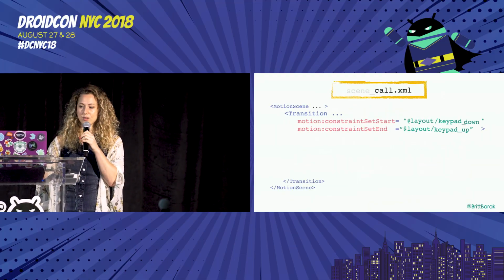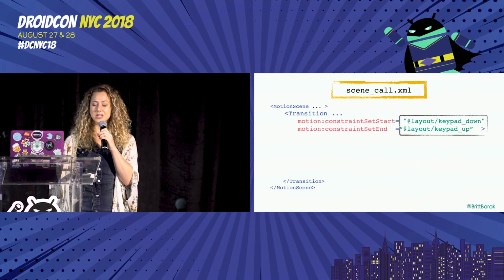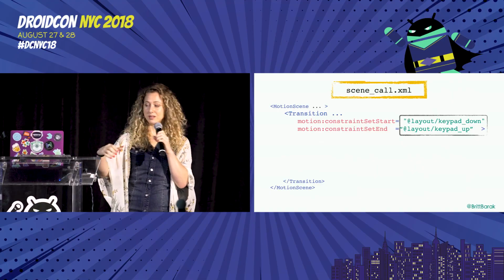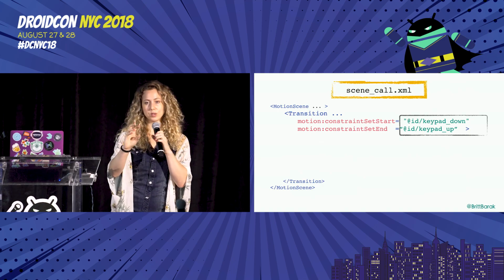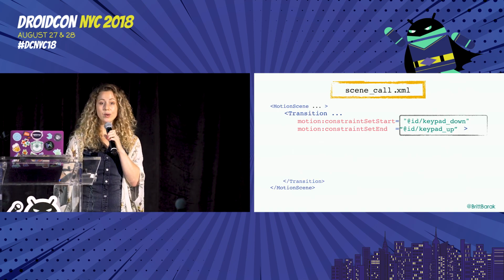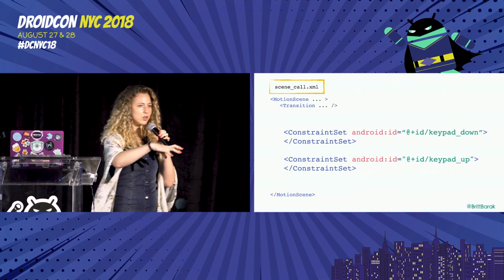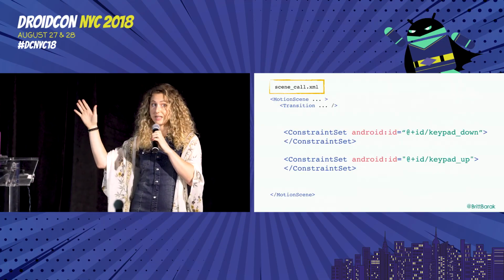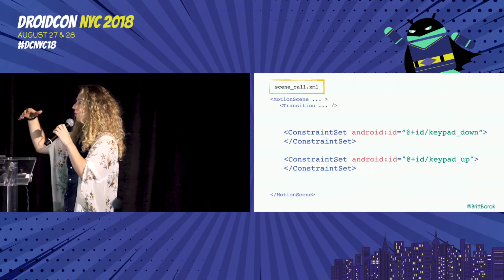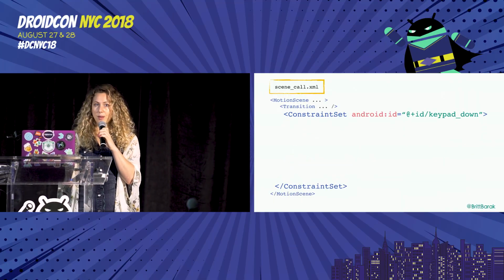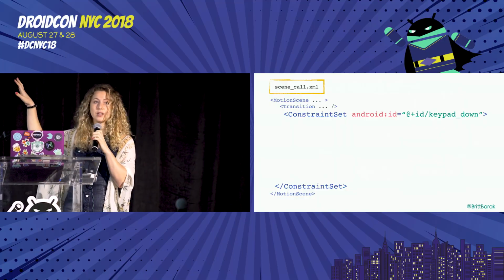It's not as hard as it sounds. On the motion scene file, what we're going to do is switch from the layout to an ID, because we're not talking to a layout anymore. We're talking to a specific ID that we're going to define. Where are we going to define it? Just below the transition tag, we're going to add constraint sets with these IDs. This is where we define the constraint set. So we define a constraint set for the start, for the end, and everything we had on the layout also needs to be here.